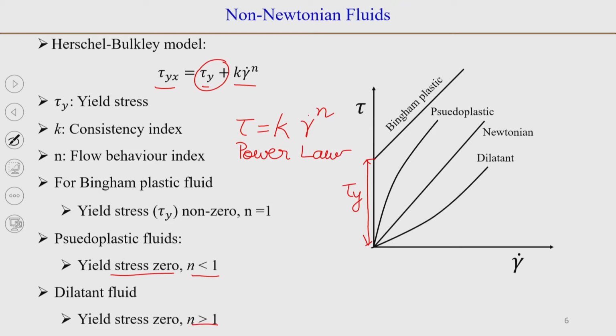Now, you may see that one uses the term apparent viscosity for all of these fluids. Apparent viscosity is basically the ratio of the stress and rate of strain. The apparent viscosity of a pseudoplastic fluid or shear thinning fluid will decrease with increase in rate of strain, and the apparent viscosity of a shear thickening fluid will increase with increase in rate of strain.